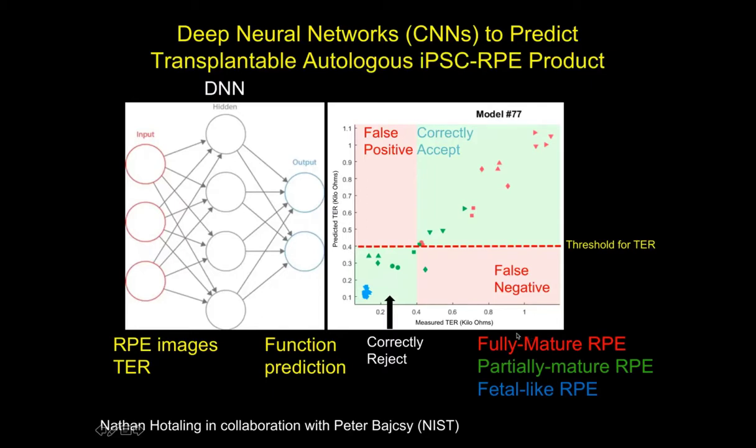On the x-axis is the measured TER that we experimentally measure on this monolayer. And on the y-axis is the TER that is predicted by our network. So first thing that you notice is that the network is almost linearly working similar to our experimental setup, that it can work the same way. Both the network and the measurement are linear to each other. That means they have similar results.